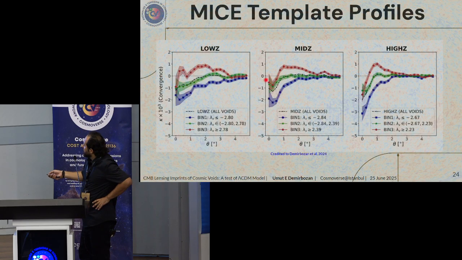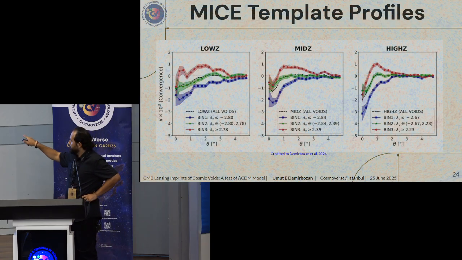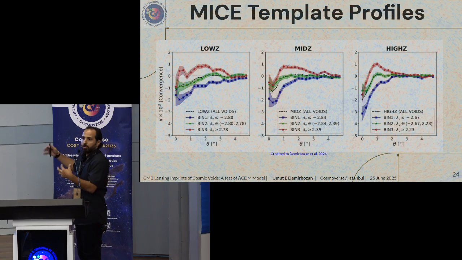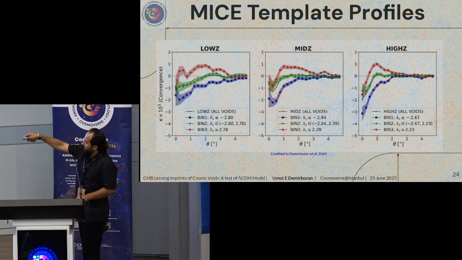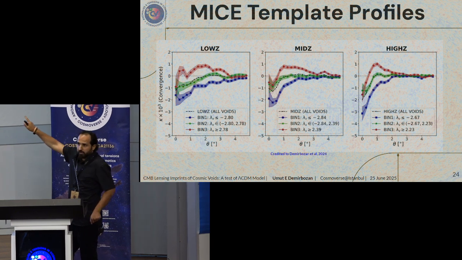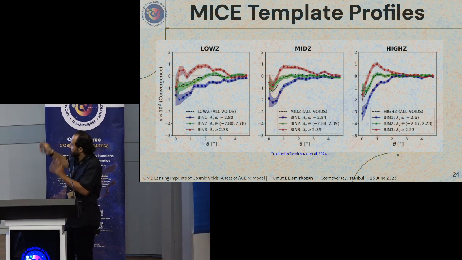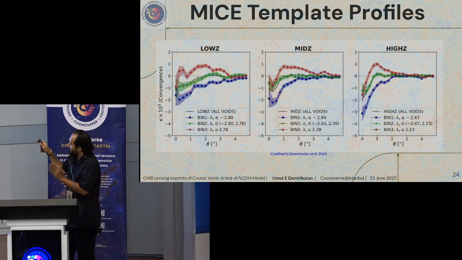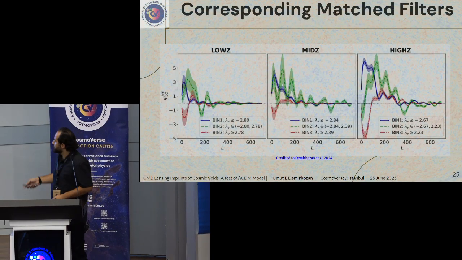So these are the void templates that I showed you before. There are 3 redshift beams, and each color represents a different lambda beam within each redshift beam. So we have 9 beams. These are our expectations, from the MICE lambda beams. Based on these templates, the y-axis is kappa in units of 1000, and theta is the degree on the sky. There is no rescaling. And once we have this, we define match filters.